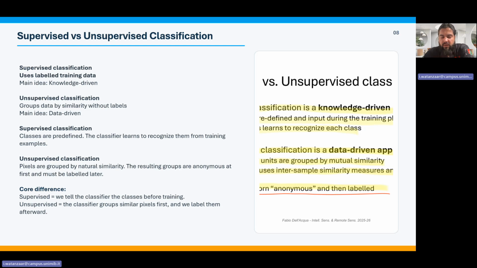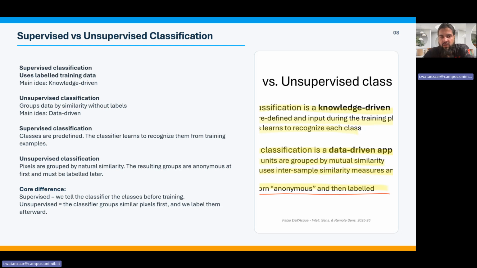We have certain types of classification, and we will discuss some of the models in detail. Supervised versus unsupervised learning. Supervised learning uses labeled training data. You can call it knowledge driven. In unsupervised learning, data is grouped by similarity without labels. That's why we discussed similarity based classification. So similarity based classification is helping out in unsupervised learning, and the main idea is that it is data driven.